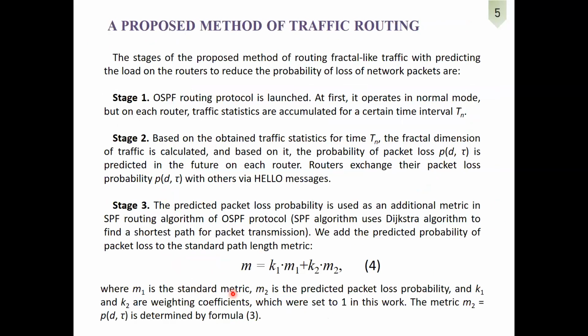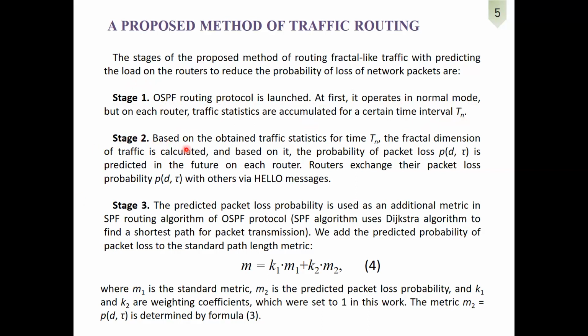And the essence of the proposed method of traffic routing is that we can use the fractal properties of the traffic to predict and transform the routing tables on the routers. The stages. Stage 1: the OSPF routing protocol is launched, Open Shortest Path First. At first, it operates in normal mode, but on each router, traffic statistics are accumulated for a certain time interval, T subscript n.